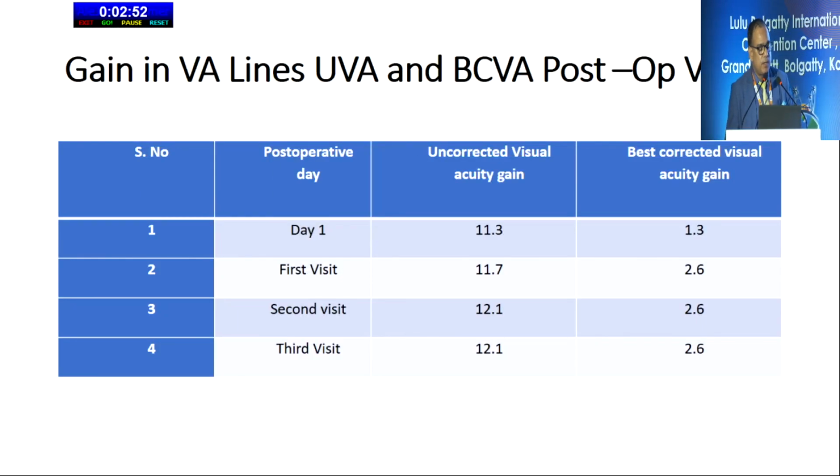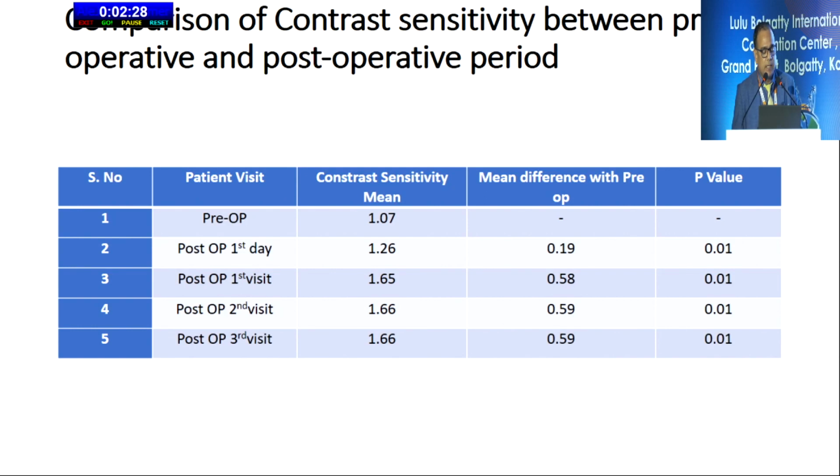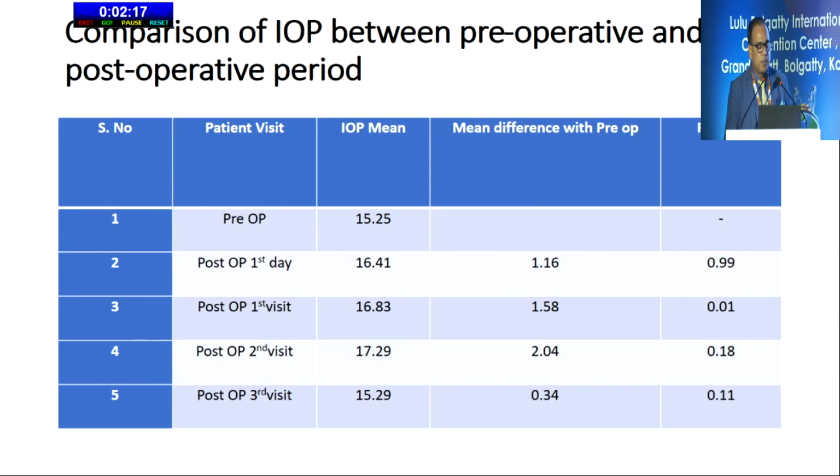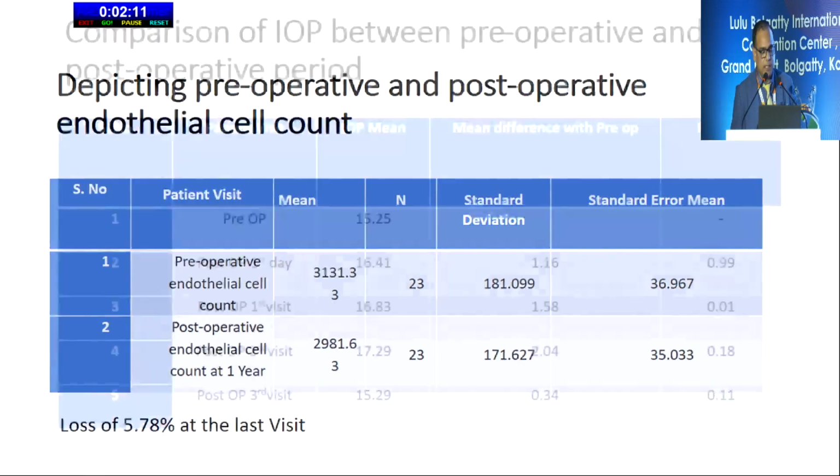In terms of gain in visual acuity lines, for the uncorrected and best corrected visual acuity during the post-op visits, from day 1 the uncorrected visual acuity gain was 11.3 and it improved to 12.1 at the last follow-up. The best corrected visual acuity also improved from 1.3 to 2.6 logMAR lines. This table depicts the comparison of contrast sensitivity that also improved from 1.07 to 1.66 with a significant p-value. As we compared the IOP, there was no significant difference. It remains the same, from 15.25 to 15.29 at the last visit.